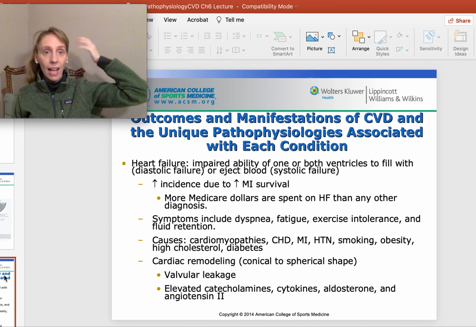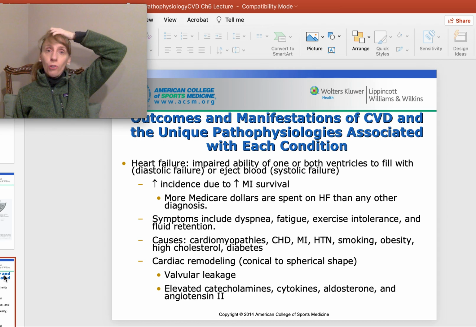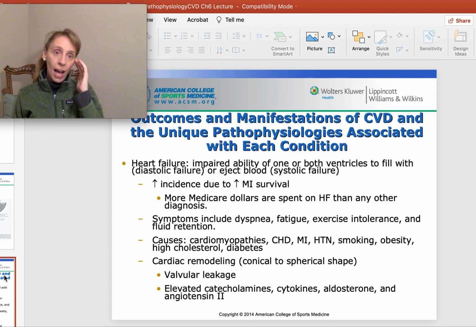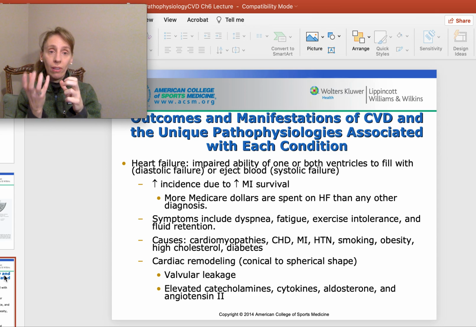So you're going to have your classic bypass surgery, you're going to have your classic angioplasty, but you're also going to have people that have heart failure. So with heart failure, contractility has changed, right? So there is impaired ability, either the left or the right or both ventricles are not doing their job. They're either not filling or they're not contracting. So systolic failure or diastolic failure.